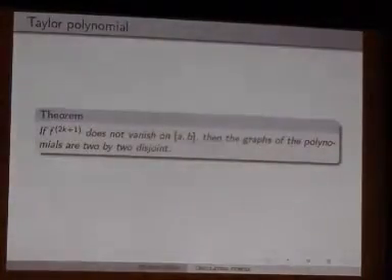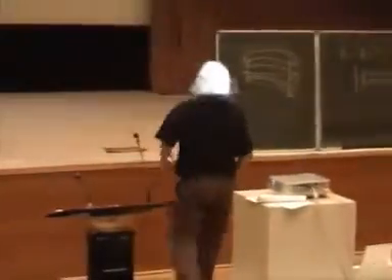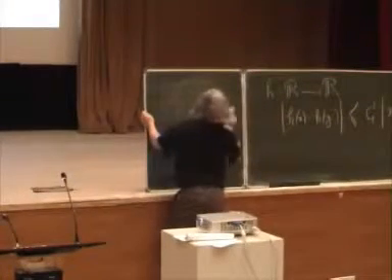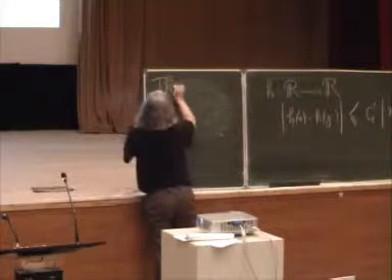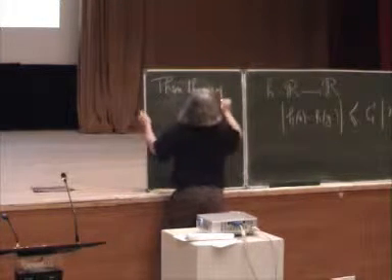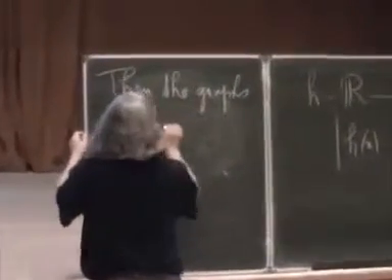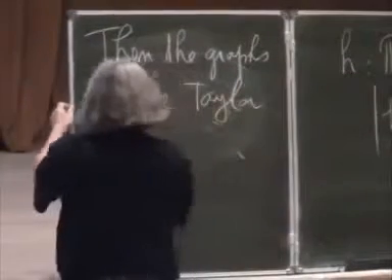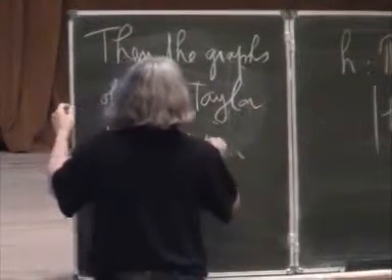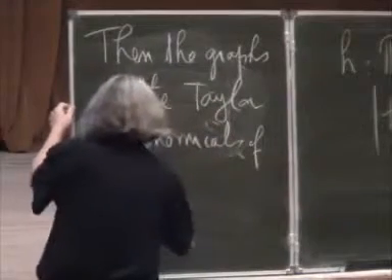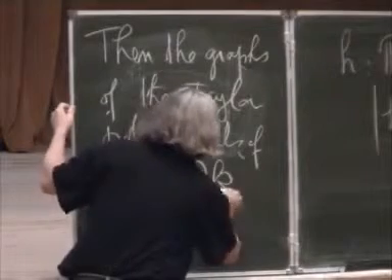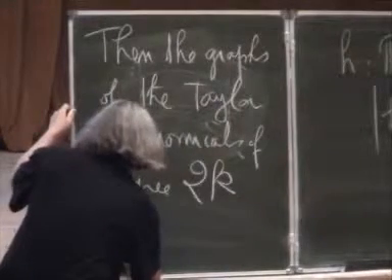Then I claim that if you draw the graphs of the polynomials, or I should say, this is not clear here, of degree 2k, then they don't intersect. So maybe, sorry, this is incomplete here. It should be: then the graphs of the Taylor polynomials of degree less than or equal to 2k don't intersect, or are disjoint.